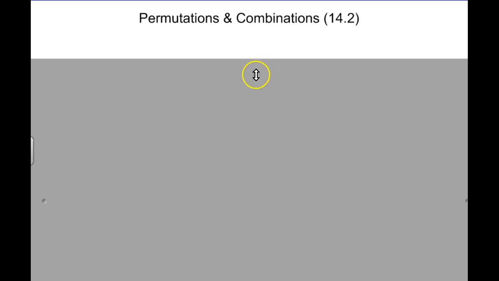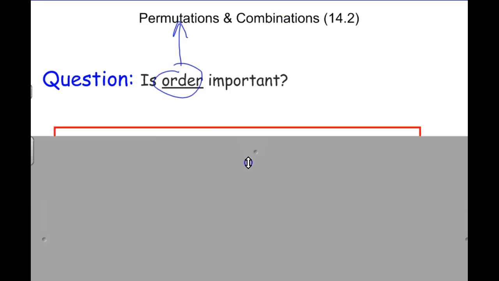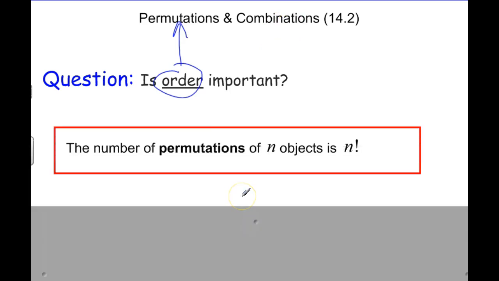Okay, this lesson is on permutations and combinations. And that's really the question behind the question: is order important? If order is important, it is going to be a permutation every time. If order is not important, it will be a combination. So typically in these kinds of problems.